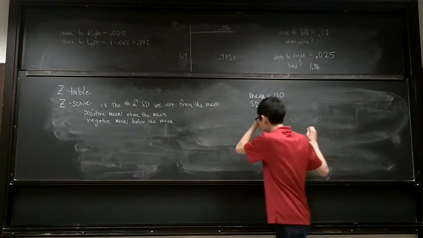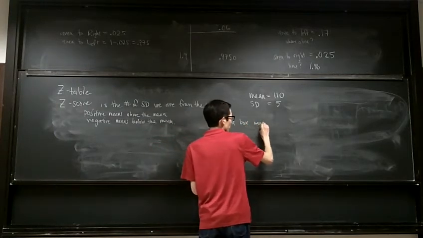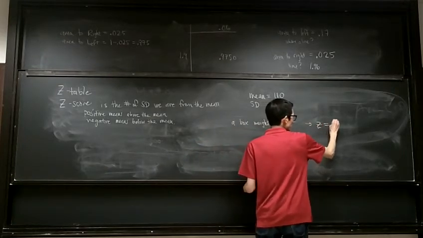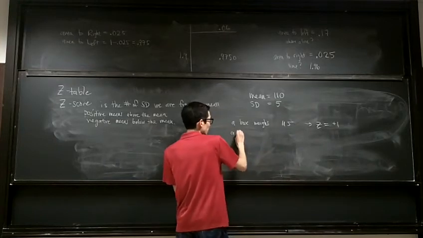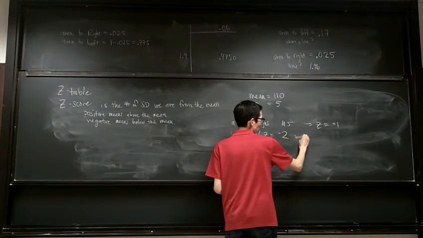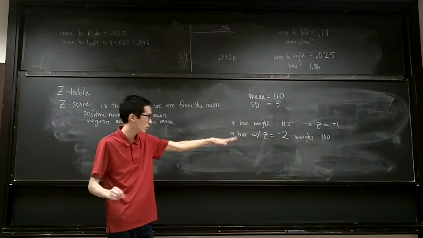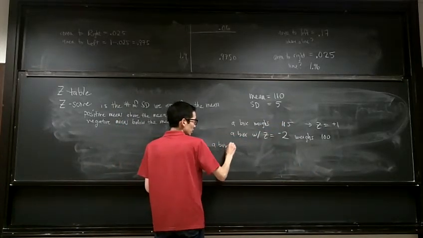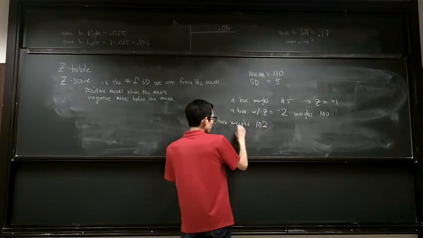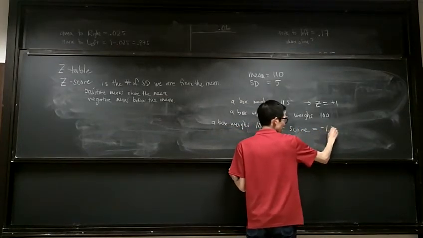Minus 1.6. Okay, so let me just write a few things down. A box weighs 115, then the z-score is equal to plus 1. A box with z-score equal to -2 weighs 100, and we did this. That's fine. Then we said a box weighs 102, then the z-score equals -1.6. Now, how do we get this one?